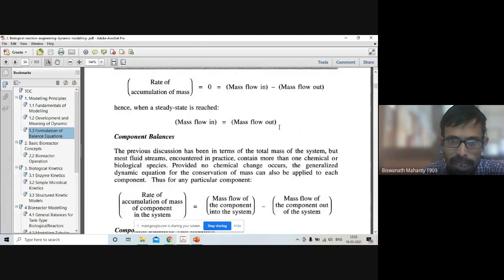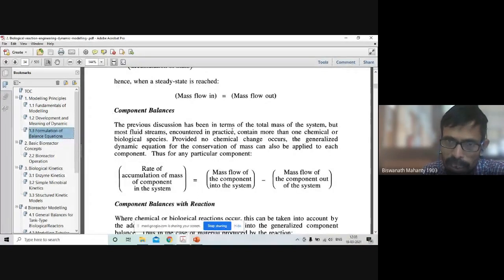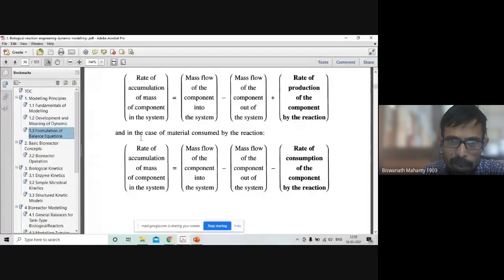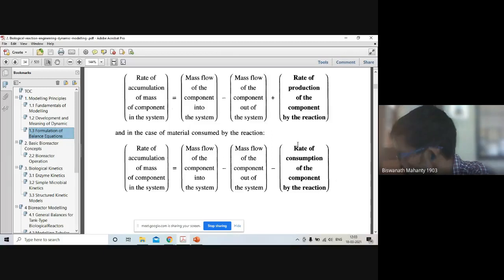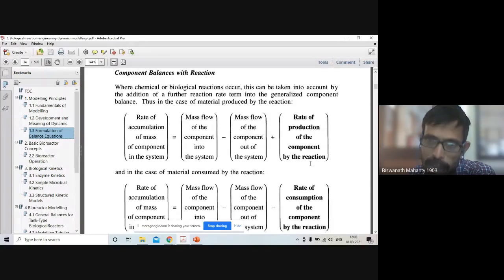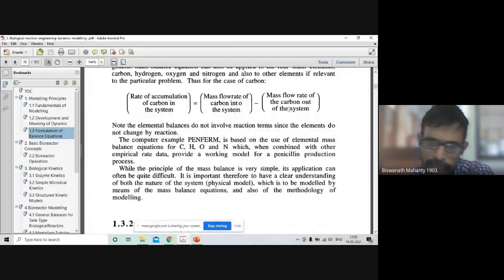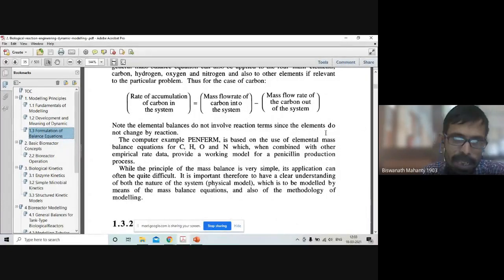Like that, we already talked about component balance, anything, maybe biomass, maybe substrate. We have already used this balance, right? Mass of substrate accumulated in the system is how much is coming in, how much is going out, and how much is consumed by reaction. You remember in our last class we talked about substrate consumption and biomass production, and we used these component balance equations. Elemental balance is also the same thing, but not required right now. If you encounter such a problem, we can also make a balance on elements, carbon, nitrogen.